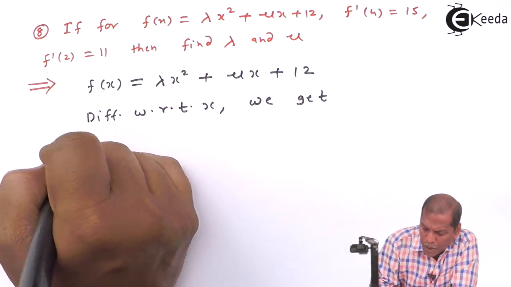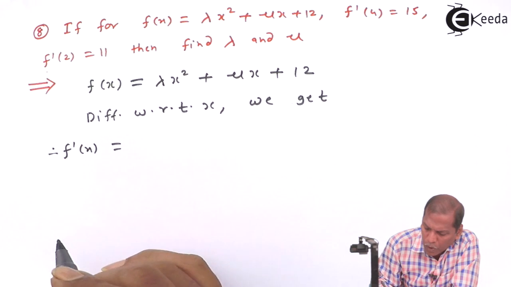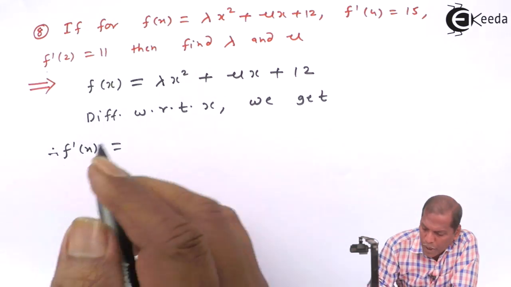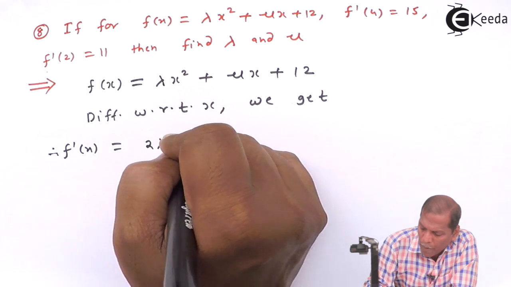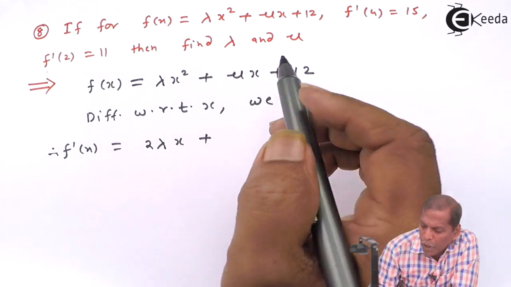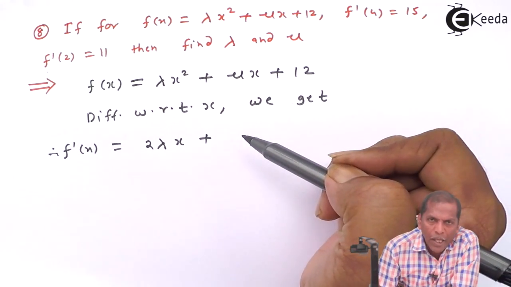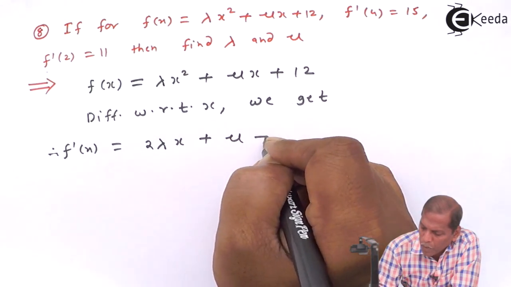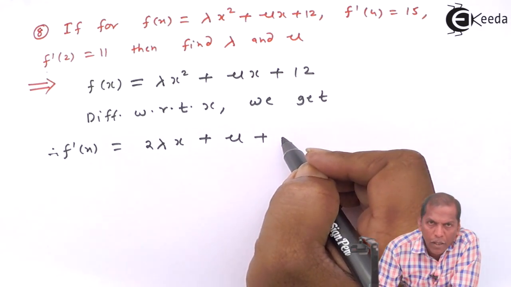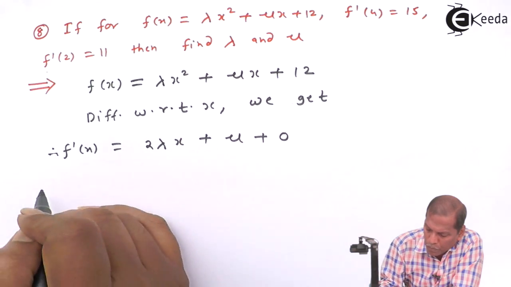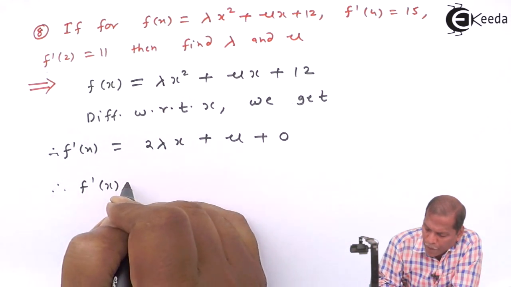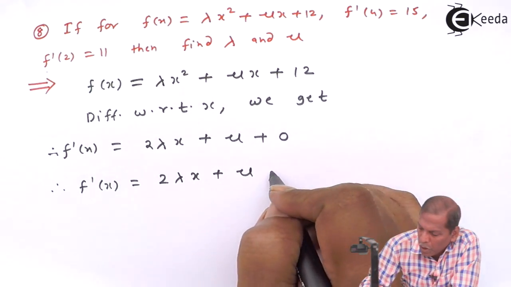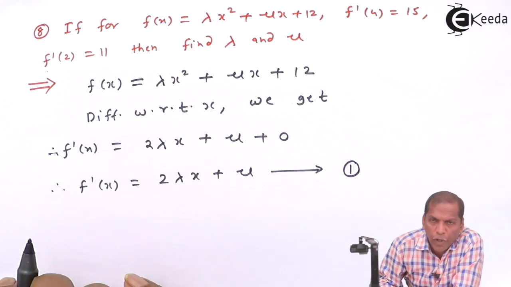the derivative of f(x), f'(x), is equal to, now here λ is a constant term, so we write it as it is. The derivative of x² is 2x, so the total answer is 2λx, plus, in the term μx, μ is a constant, so we write it as it is, and the derivative of x is 1, so μ into 1 gives us μ, plus the derivative of 12, as it is a constant term, is 0. So in this way we get f'(x) = 2λx + μ. This we represent as equation 1.